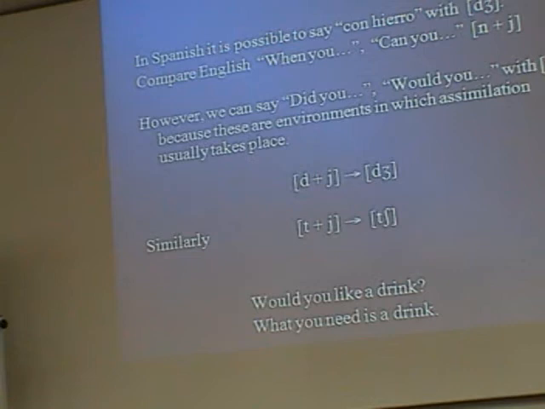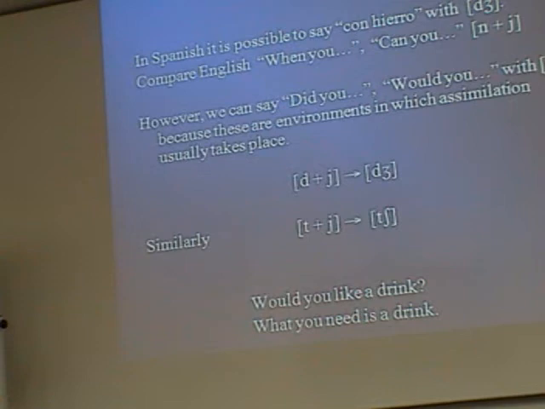However, the difficulty arises because we can say did you and would you with a j sound. We don't have to say did you and would you with a y. We can happily say did you with a j sound, and would you with a j sound. Right, so that's all right, because these are environments in which assimilation usually takes place in English. Assimilation means where sounds become more similar in some respects to sounds around them. So similarly, would you like a drink? I can say it that way if I like, or I can say it with a j. You hear both. Both are correct. What you need is a drink. Both are all right. But you have to be very careful when you have a nasal involved not to say when you or can you with a j. That's, I'm afraid, not acceptable.